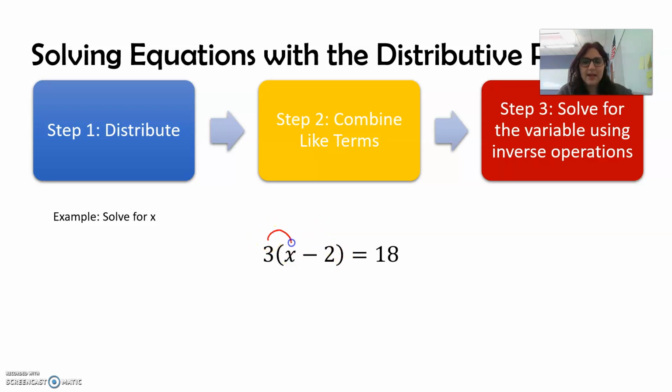So 3 times x is 3x. 3 times negative 2 is negative 6, minus 6. And then equals 18 stays the same.